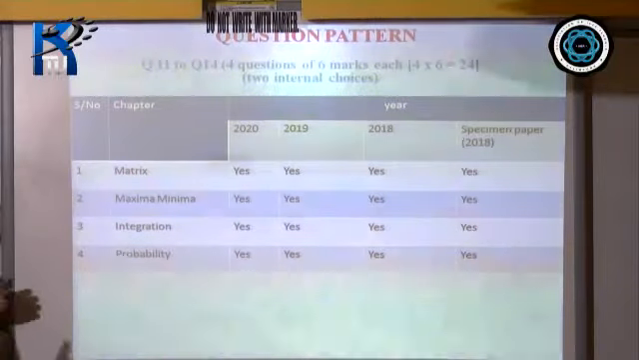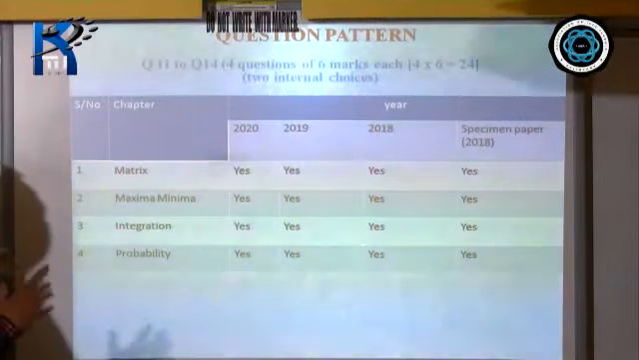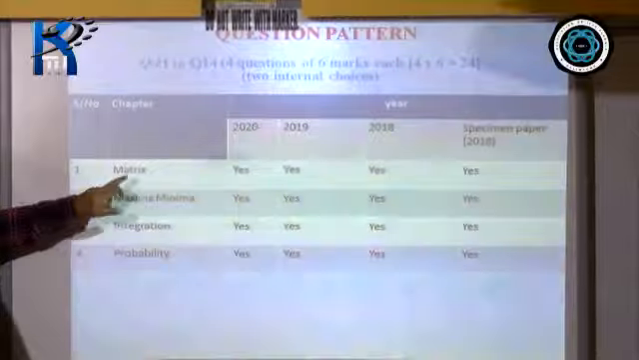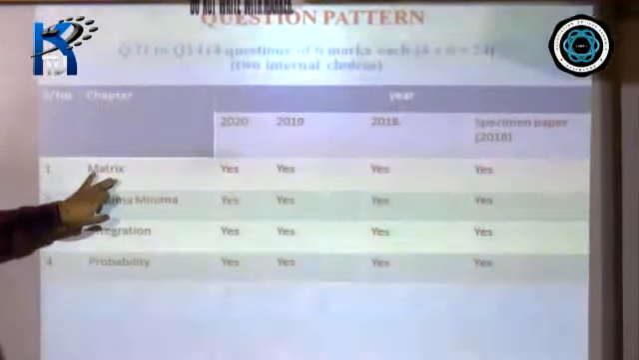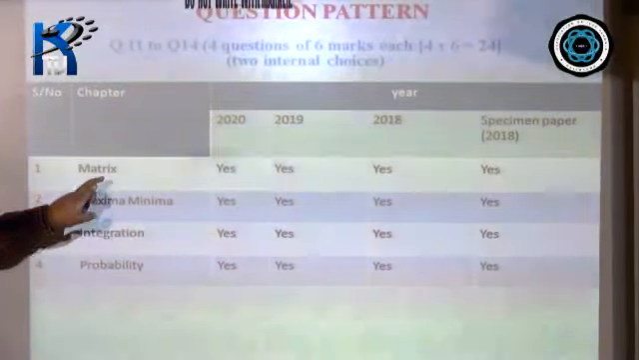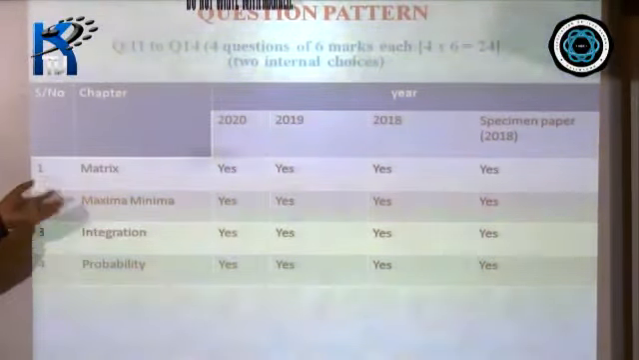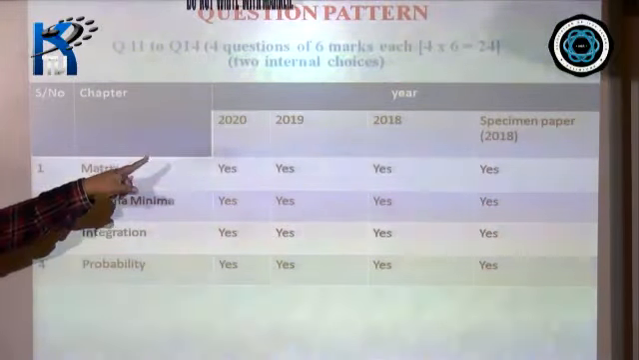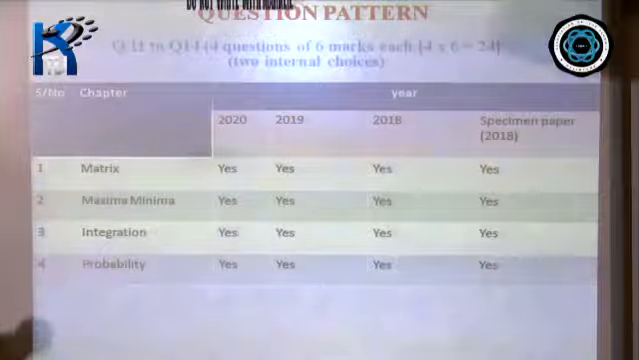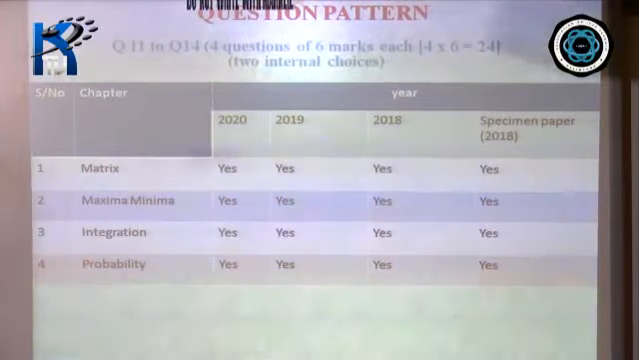Now see, it's just that internal choices has changed. Like for example, matrices, normally what used to happen was, you used to get an internal choice for matrix. Got it? Matrices and maxima and minima. From matrices, you used to get the matrix method or elementary row operation. Is that clear? But in 2020 and 2019, you just got matrix method, no elementary row operation.